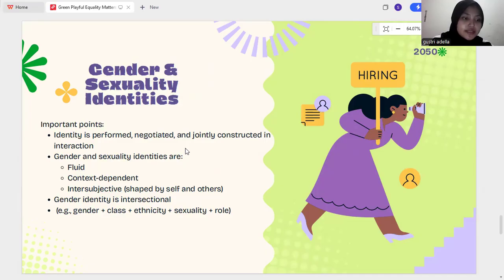So identity is performed, negotiated, and constructed together with others during interaction. And gender and sexuality identities are fluid, context-dependent, and intersectional. This means they interact with class, ethnicity, sexuality, and social role.